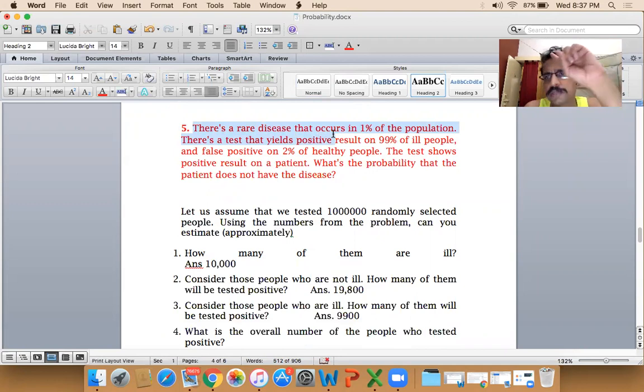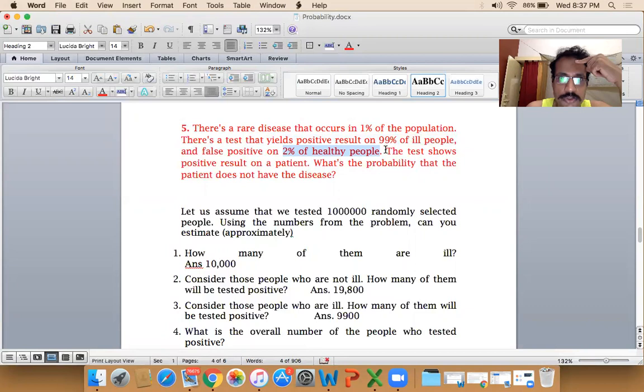Now we are doing a very popular probability problem which says that there is a rare disease that occurs in only 1% of the population, maybe corona, right? So there is a test that yields positive results on 99% of ill people. So this is the true positive. Those who are really sick, 99% of the time my test is going to declare them sick. 1%, yeah, it may not. And those who are healthy people, there are 2% chances that it will declare them corona positive.